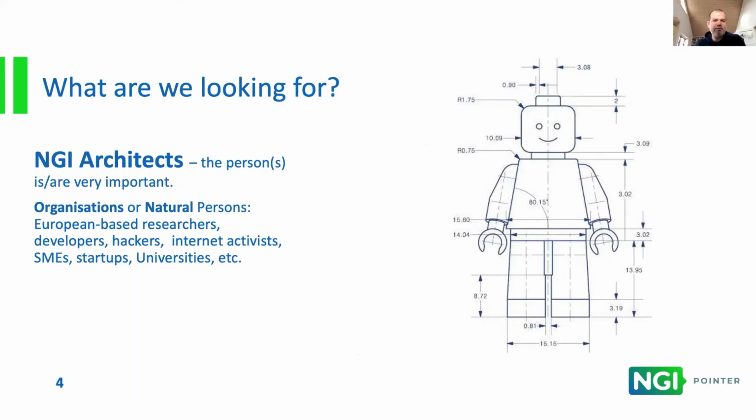Even if you are working for a larger organization, or you're part of a research team, or part of a larger group of people that are working together on an open source project, we really want to know who you are. So there's no limitation to the organization or the natural person that is applying, except for that it needs to be European-based researchers, and Claire will be more specific on what that means exactly in the next presentation. But we really want to know about you, who you are when you're applying for the project.